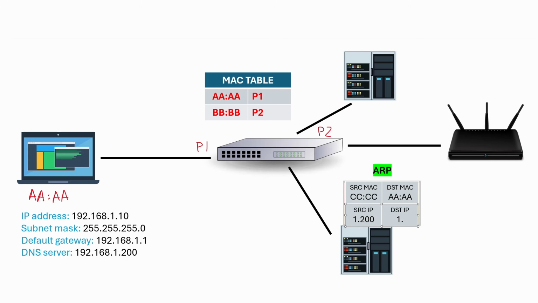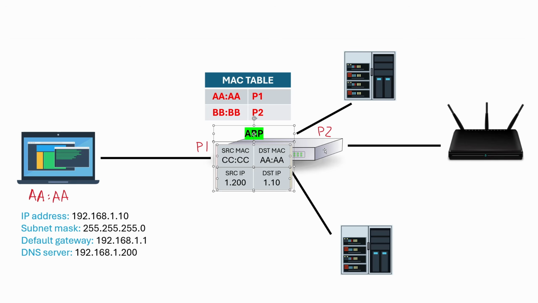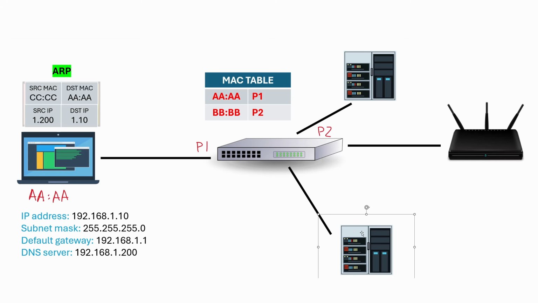So we can fill this out with destination IP just going to be 1.10, and it's now going to send this back over here. And now this layer 2 switch is going to look at this, and it's going to see that the destination MAC is AA, and it's going to send it over to the PC. And the PC now knows that the source MAC address for the thing that it ARPed for, which is this DNS server, is all C's.